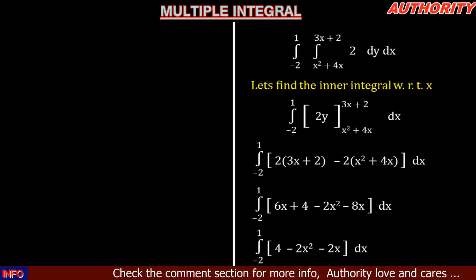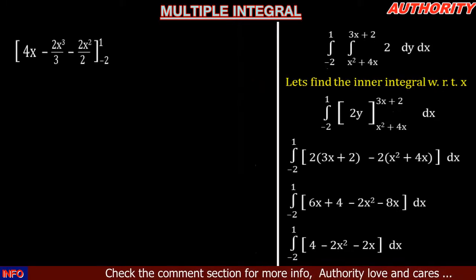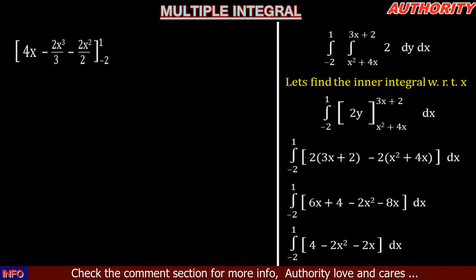Now when we integrate 4, it's going to give us 4x. And when we integrate minus 2x squared, it's going to give us minus 2x cubed all over 3. And then when we integrate minus 2x, it's going to give us minus 2x squared all over 2. And then we have our boundary or the limit minus 2 to 1. All right, good. So in this place, we're going to plug in the upper limit minus the lower limit.